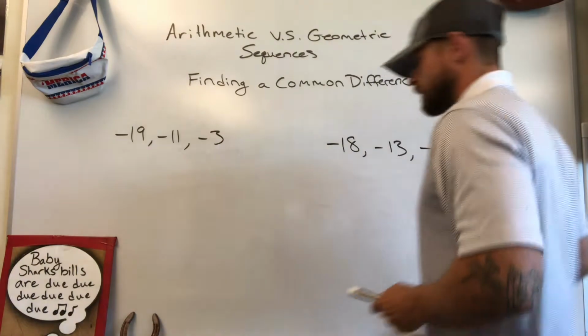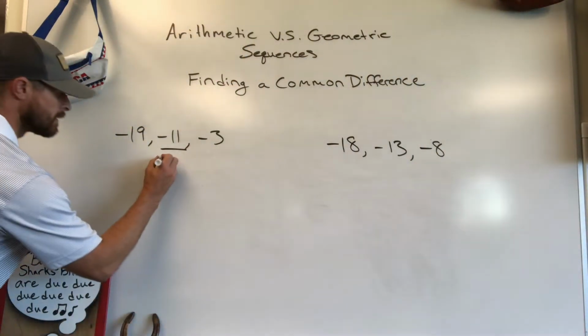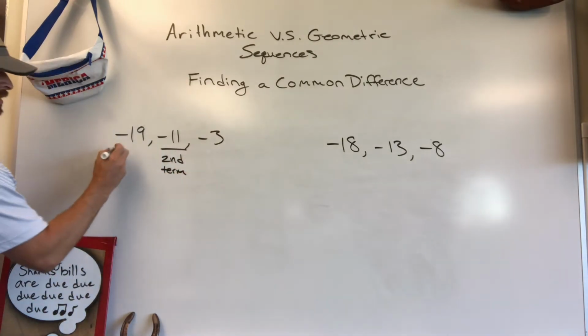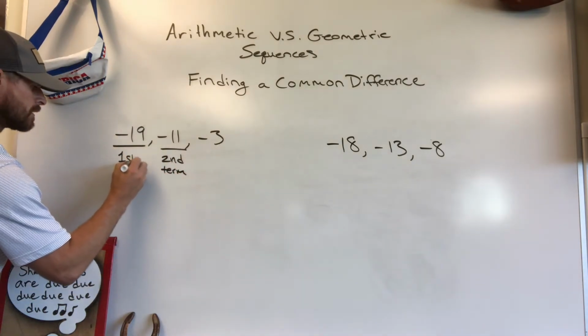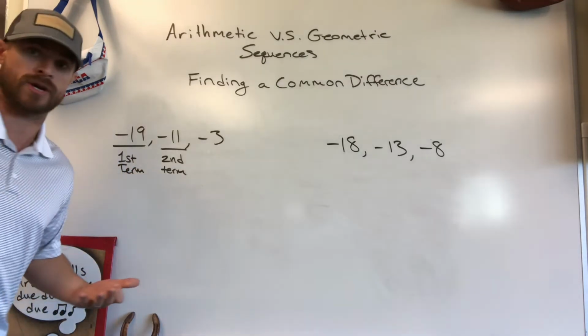How do we find a common difference? Common difference is found by taking your second term, and subtracting your first term from it. First term. So it's quite simple. It's just a matter of knowing how to subtract and add.